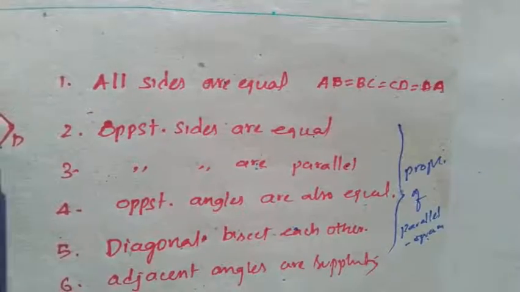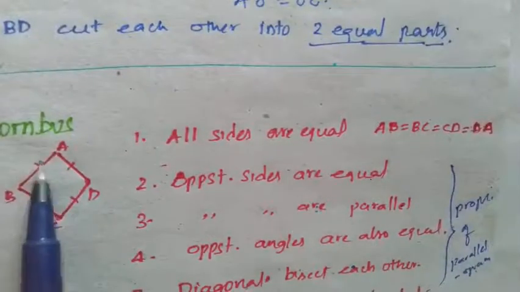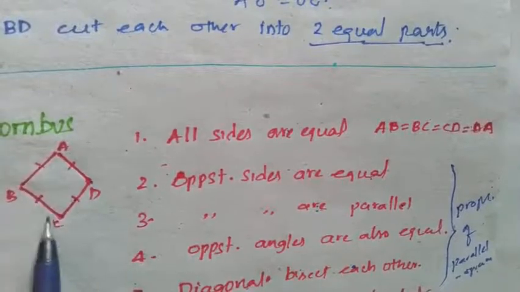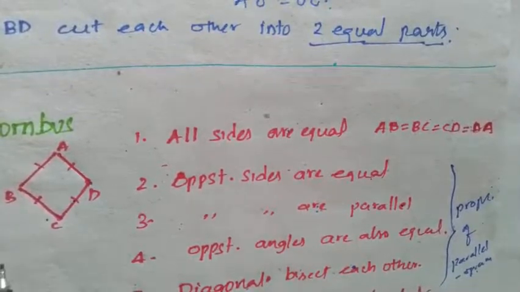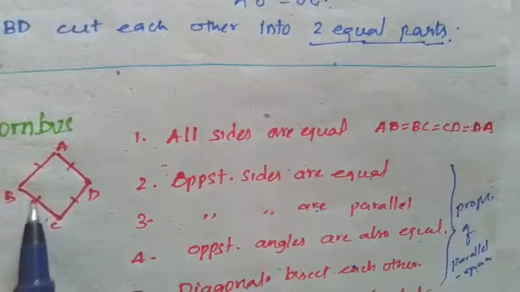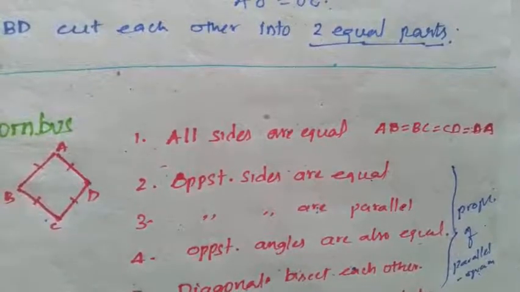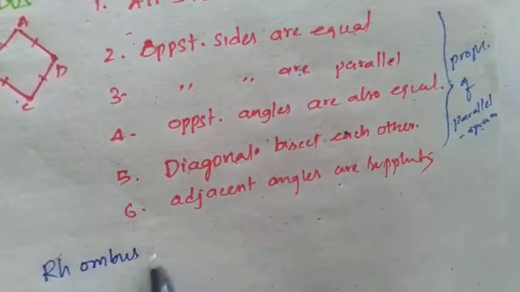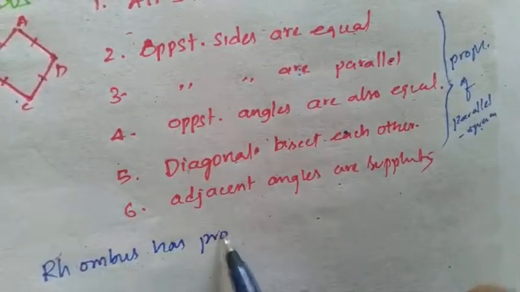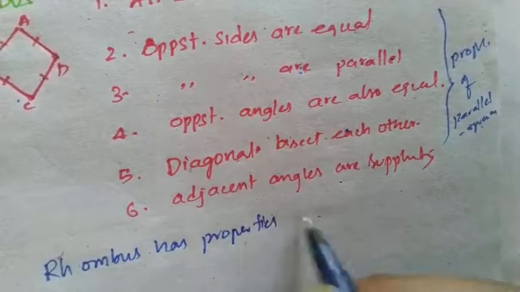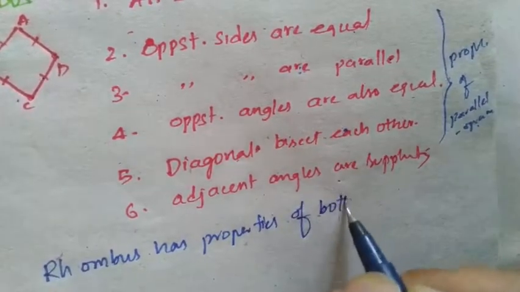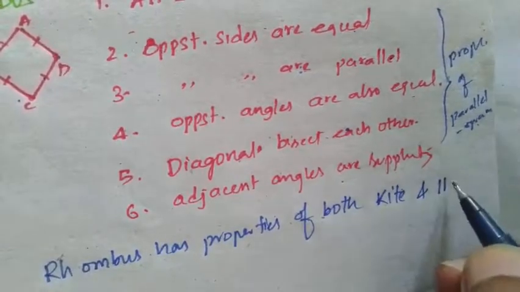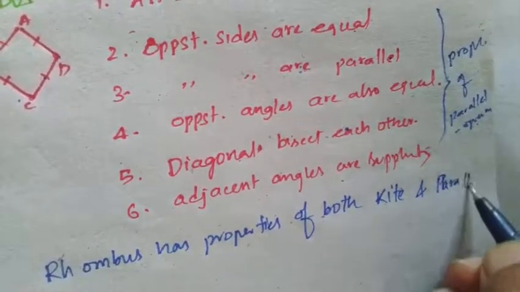Similarly, if you see consecutive sides here, a distinct pair of adjacent sides, AB is equal to AD and BC is equal to DC. So this is similar to a kite. A kite has the same properties. So a rhombus has properties of both kite and parallelogram.